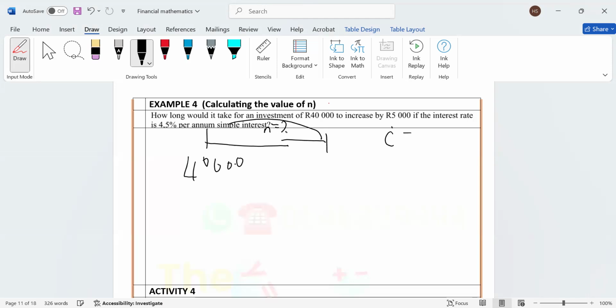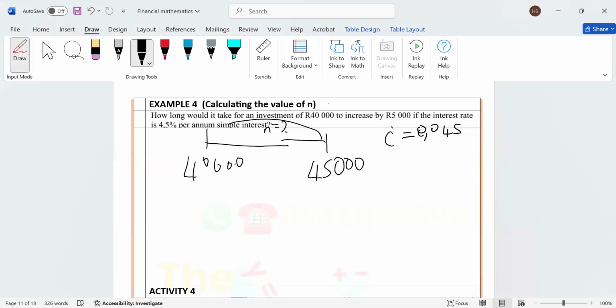The interest rate is 0.045. Then they say it increased by 5,000. What is the accumulated amount? The accumulated amount is 45,000. Then what is it that we have to do? We have to calculate what?